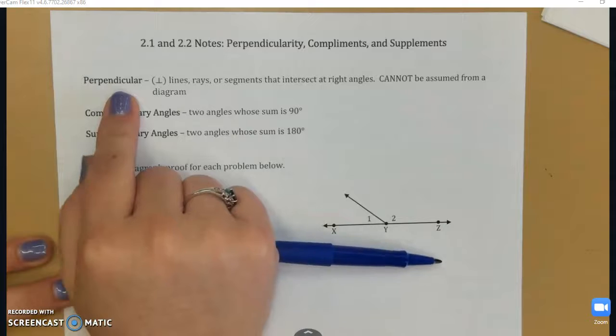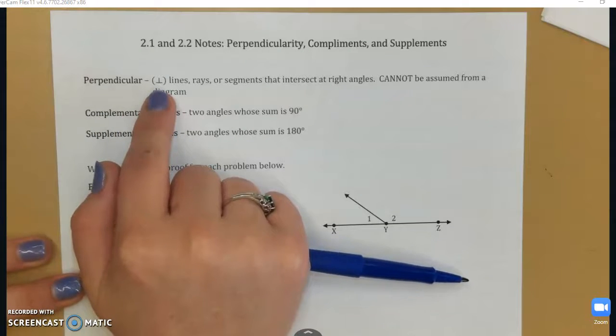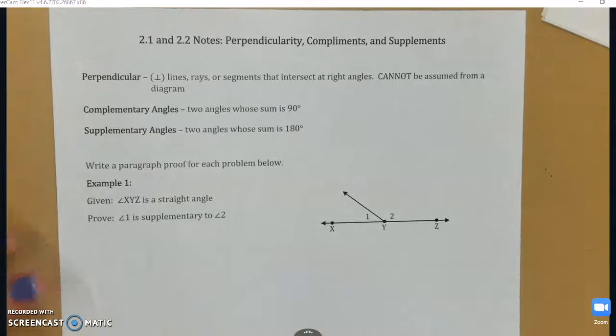The first one we're looking at is perpendicular. This upside down T is our symbol for perpendicular, and this refers to any lines, rays, or segments that intersect at right angles. Now this is something that we cannot assume from our diagram. We have to be told that we have perpendicular lines, rays, segments, etc.